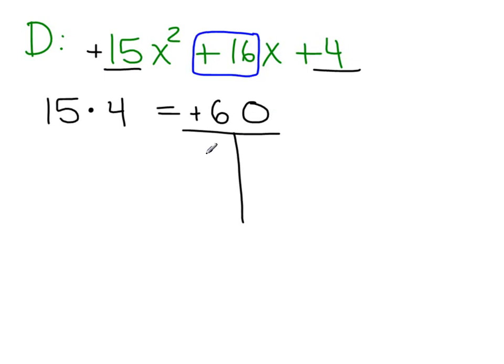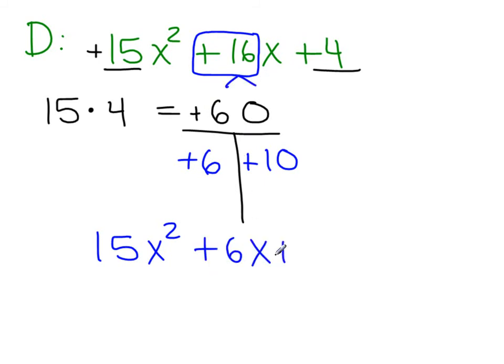And you're probably already jumping out 6 and 10. Both are positive because the B term is positive, the bigger factor is positive, and they multiply together to get a positive. All is positive. So now let me rewrite my expression where I break apart this middle term into the two factors. And now I factor by grouping.